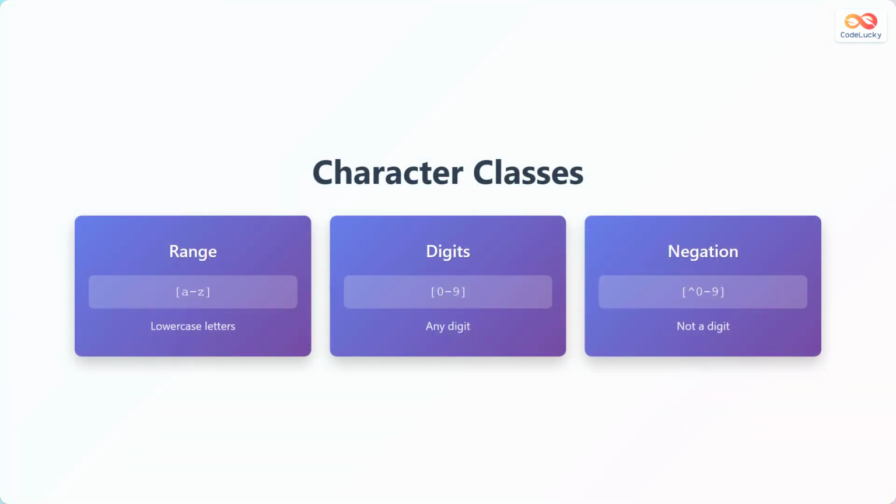Character classes allow you to define a set of characters you want to match at a particular point in a regex pattern. A range, denoted as [a-z], matches any lowercase letter from a to z. For matching digits, [0-9] matches any digit from 0 to 9. The negated character class, such as [^0-9], matches any character that is not a digit.